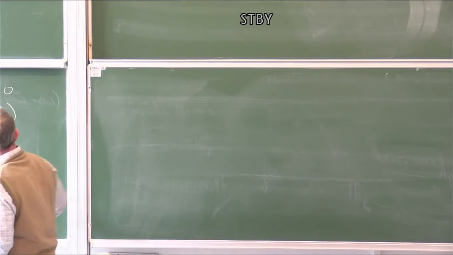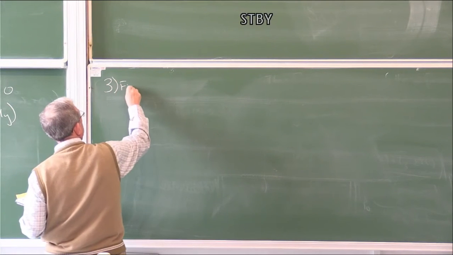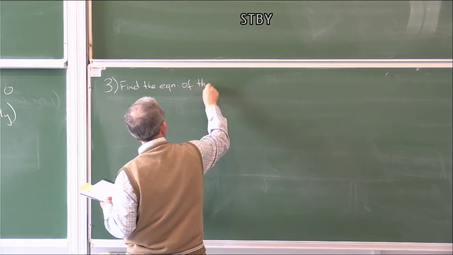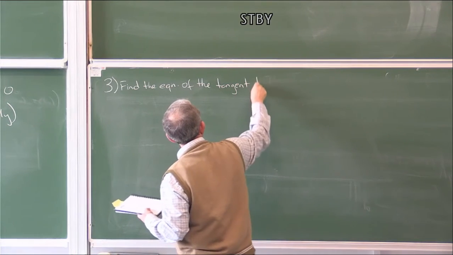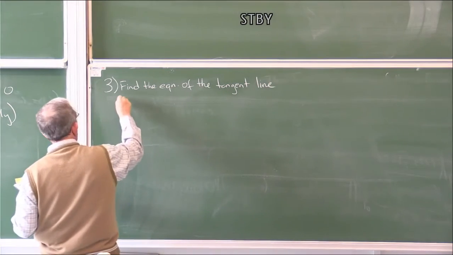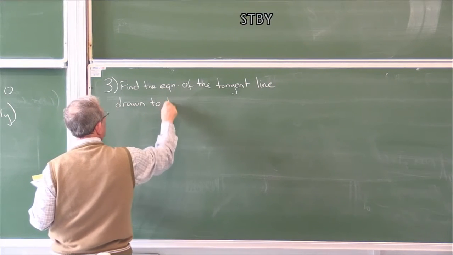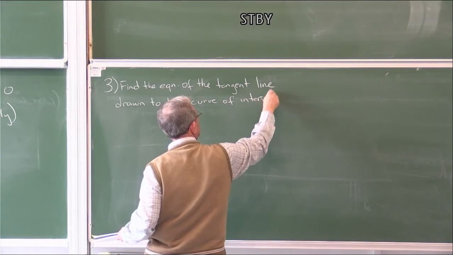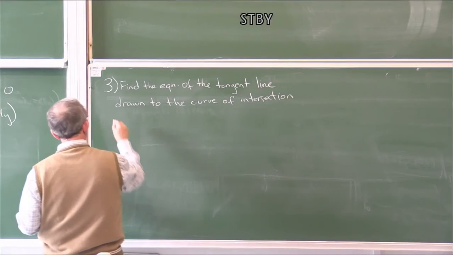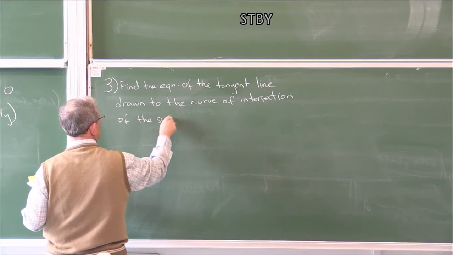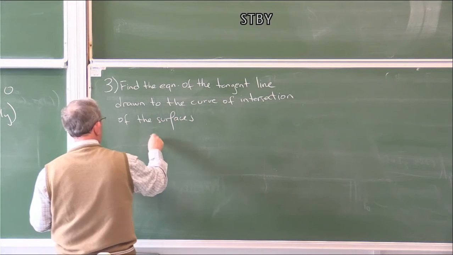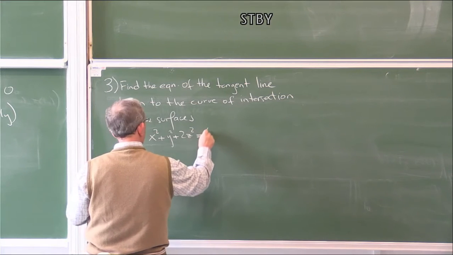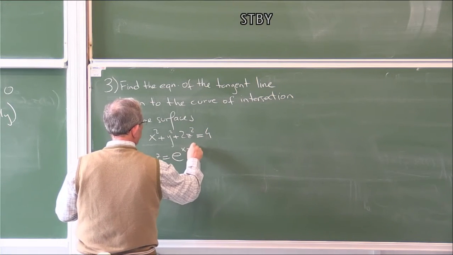Okay, we want to find the equation of the tangent line drawn to the curve of intersection of the surfaces x squared plus y squared plus 2z squared is 4, and z is e to the x minus y.